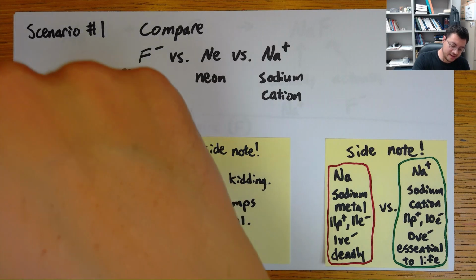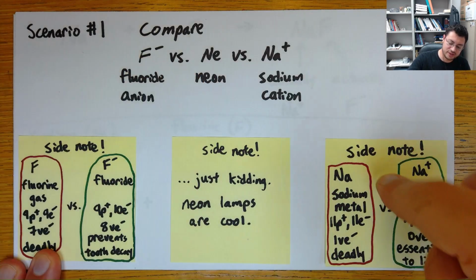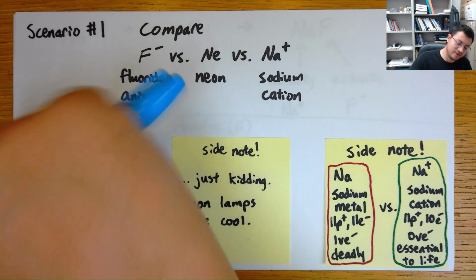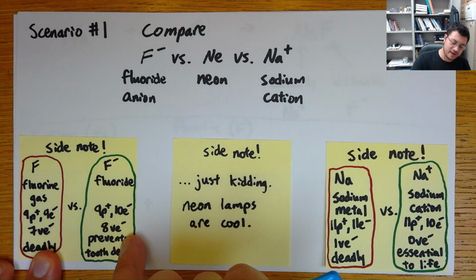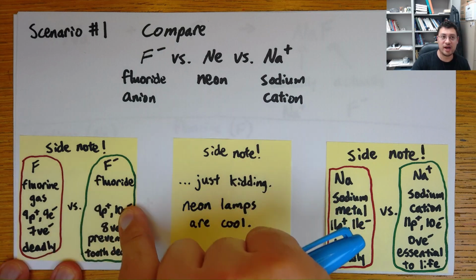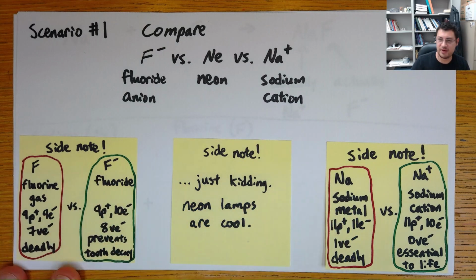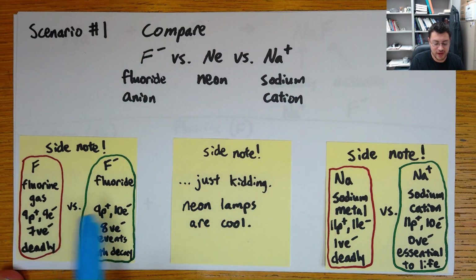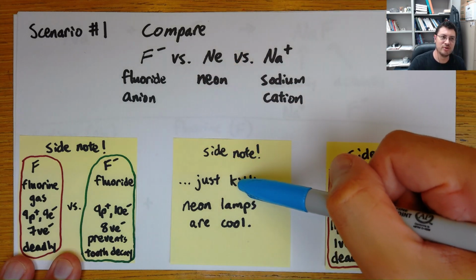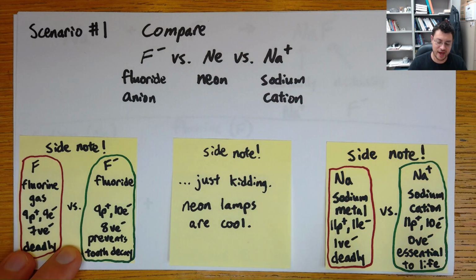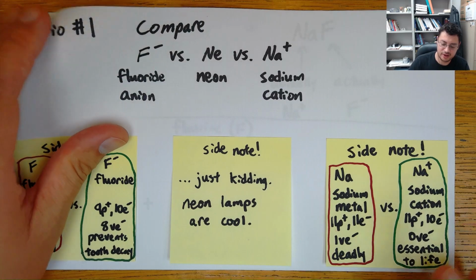We're going to add an electron to the fluorine. Actually, we'll just take it from the sodium. We'll add it to the fluorine. It's going to have a minus charge. And so you have a deadly gas versus fluoride, which can be used to prevent tooth decay. So two very different stories by virtue of one electron change. Neon, it doesn't get a side note. Neon is a noble gas, unreactive, but there you go.